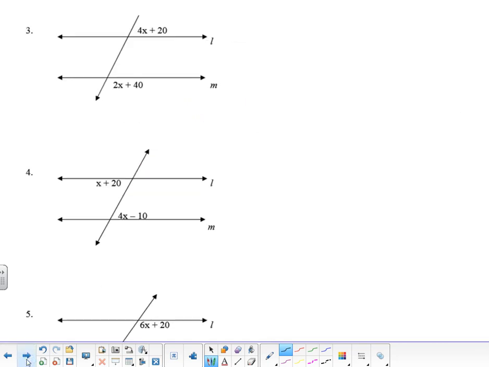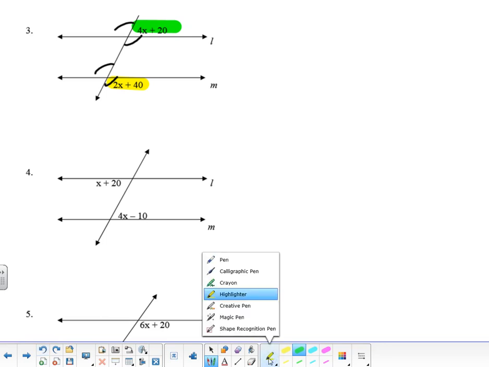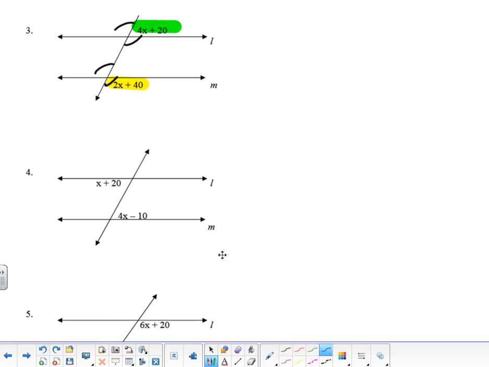So what do we have going on here? All right. Well, let's take that approach again. Those are vertical, alternate interior here. Okay. Now notice that the 2x minus 40, let me use my highlighter here. Notice this one has a marking, but the other angle doesn't have a marking. So that means those two angles are going to add up to 180. That's the only thing. They're either equal to each other or they add up to 180.